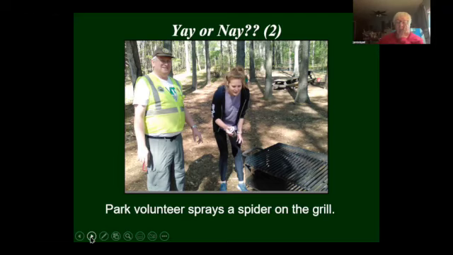And then Diana, you were also right with the park volunteer. We don't know. They could have just picked that up off the street. So, yellow vest, green hat with a volunteer patch. They look too happy to be around a spider, though.